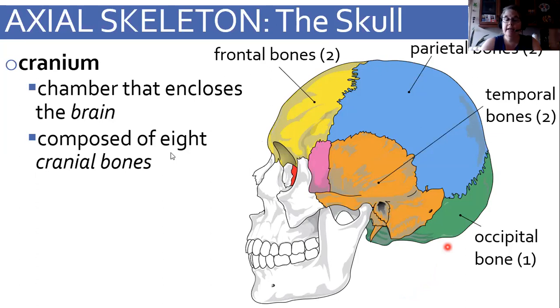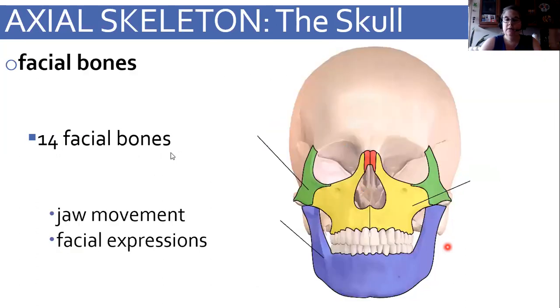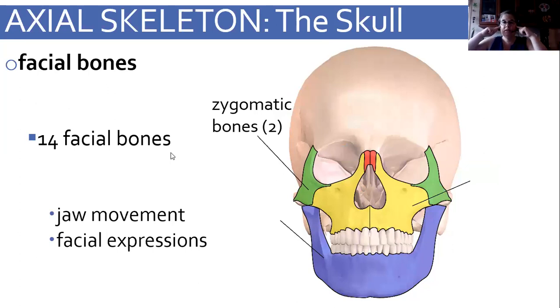Now we're going to look at facial bones. Here are the facial bones. Let's start with the zygomatic bones. They're right here. They're our cheekbones. If you can feel right there, that's your cheekbone. We can see that that bone structure actually goes a little bit towards our eye socket.